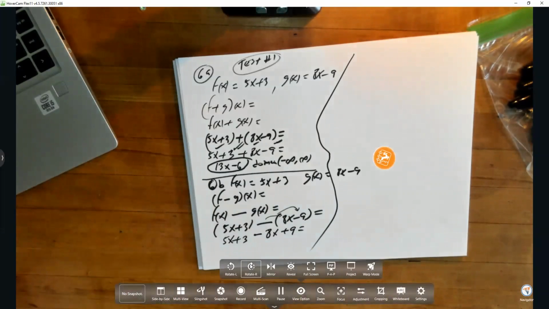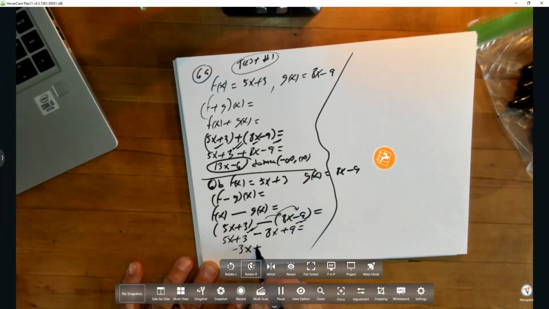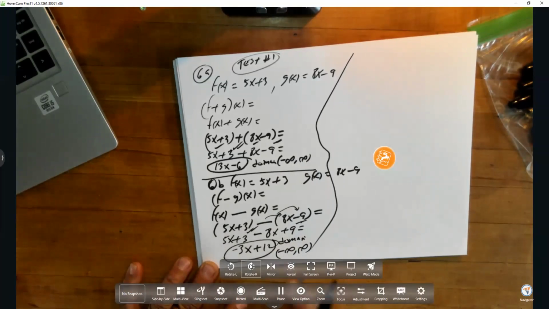So now, letters and letters together. Ready? We have 5x and minus 8x. Give me a number. Negative 3x. And a 3 and a 9 together is a positive something. What is it? 12. Okay, there's my answer right there. And again, like I said, the domain right now, if it's a generic answer, just says negative infinity to infinity. Any number you want to put in there works fine. So that's question number 6, letter B.